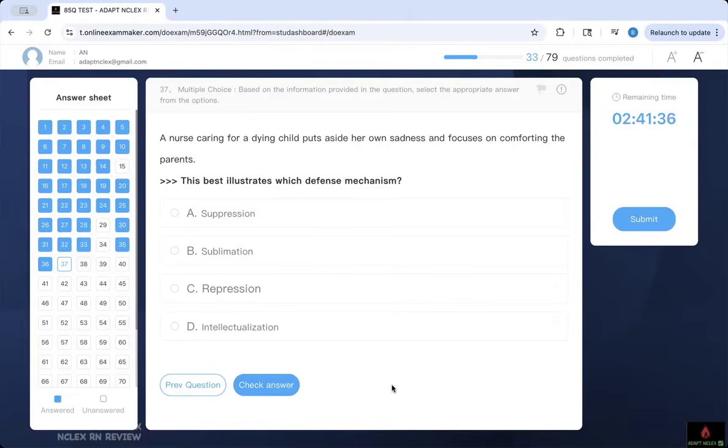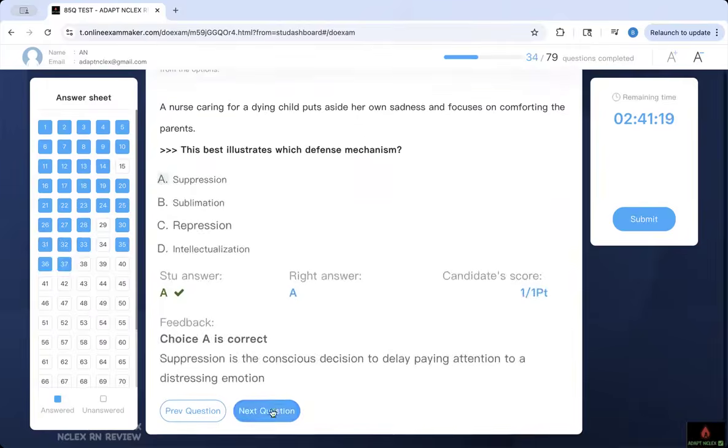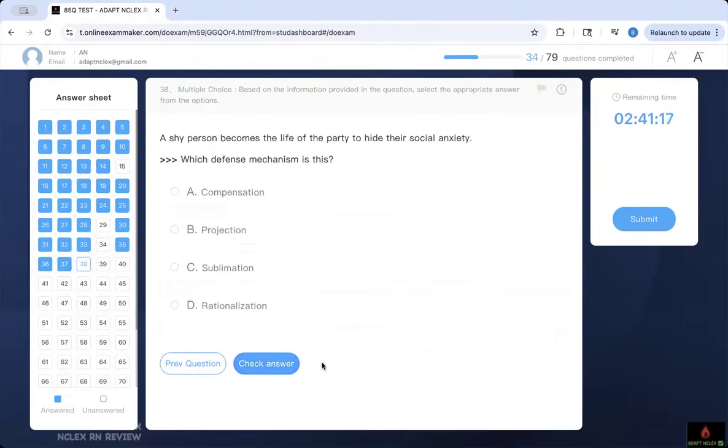She's not making sense out of the whole thing. She's not repressing a feeling. That's suppression. These are hard questions, but that's the concept I want you to master.